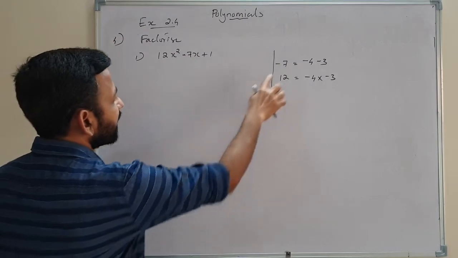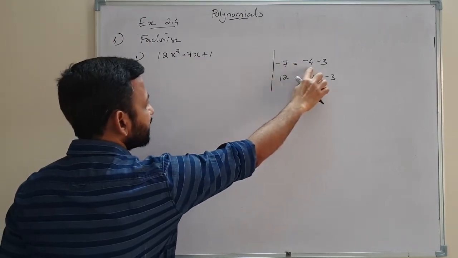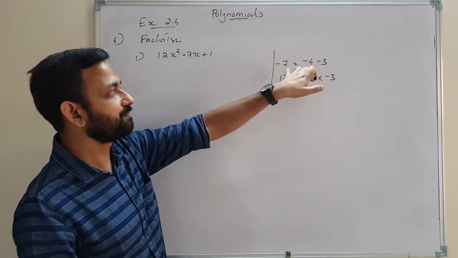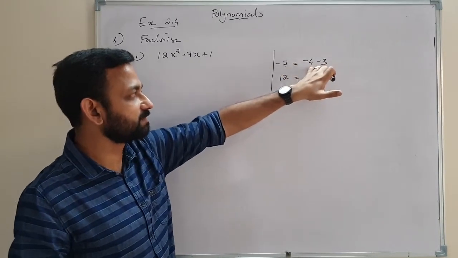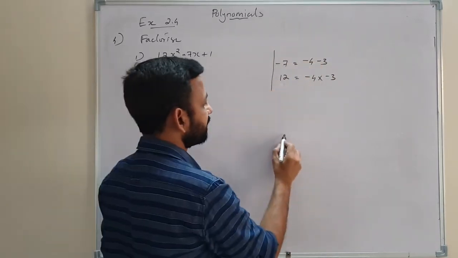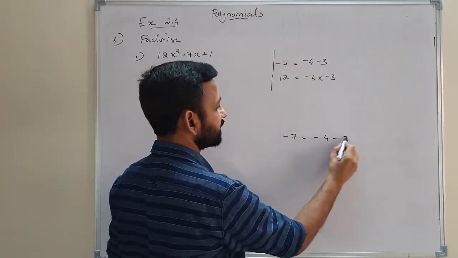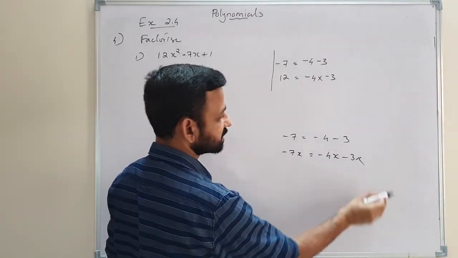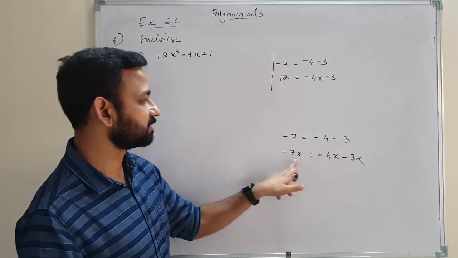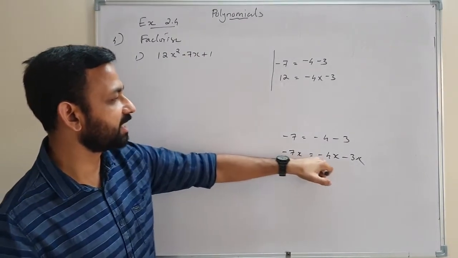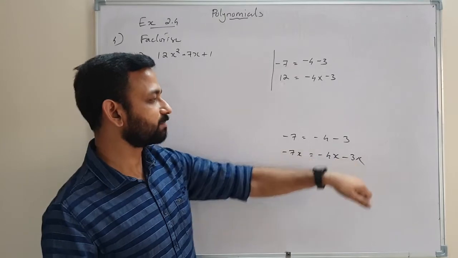So minus 7 we can write as minus 4 plus minus 3. That is splitting the middle term. So minus 7x will be minus 4x minus 3x. Minus 4x minus 3x will be minus 7x. So we are going to split the middle term, splitting the middle term by minus 4x minus 3x.